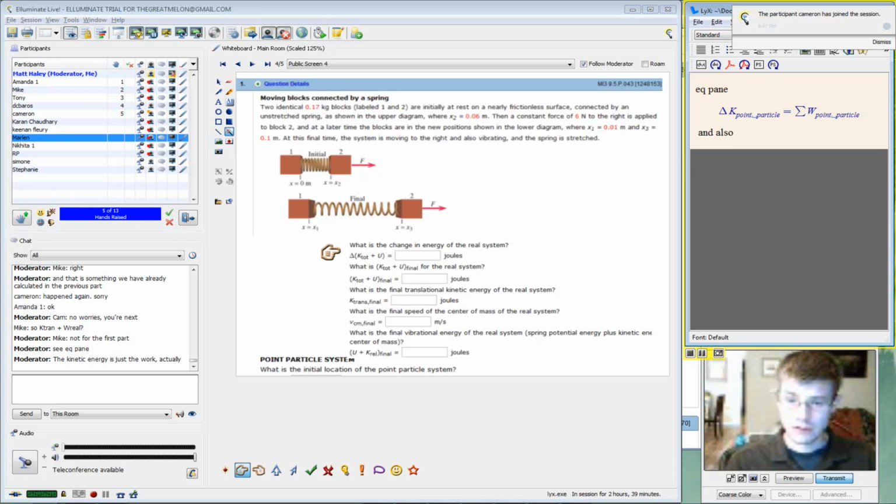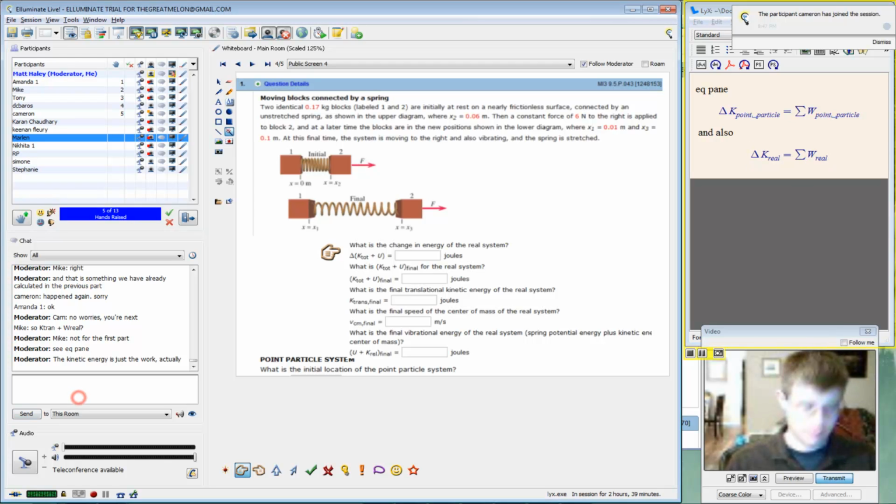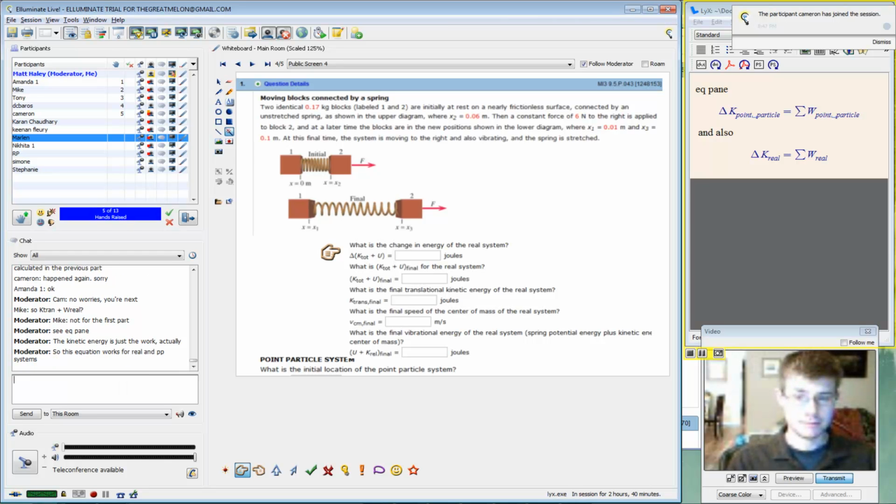All right, here I'm using the equation pane. You can see on LaTeX. And that's the work-energy theorem that I just typed. So they want to use that for the real system here.